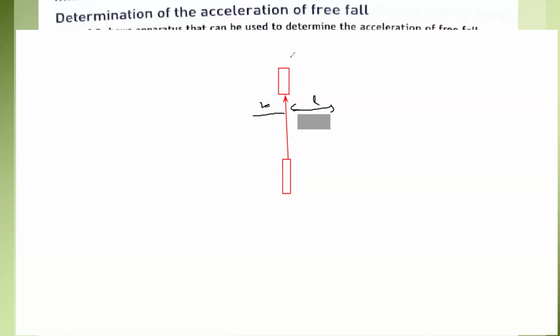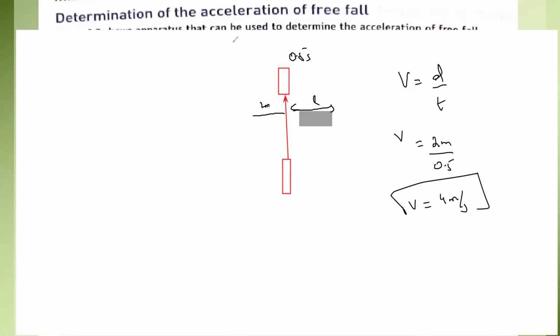And for the duration, for example, say the light gets interrupted for 0.5 seconds. At what speed must this object move to interrupt the light gate for 0.5 seconds? We have the formula speed is distance divided by time. The distance covered by the object while interrupting is 2 meters, and the duration is 0.5 seconds. So 2 divided by 0.5 gives 4 meters per second. So this object must move with a speed of 4 meters per second if it wants to interrupt the light gate for 0.5 seconds. That's how we got the speed.